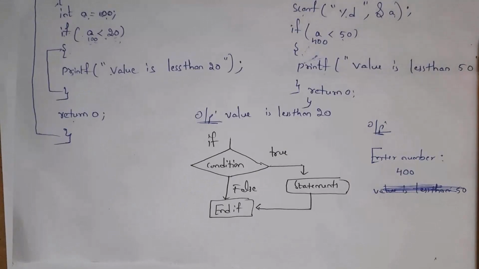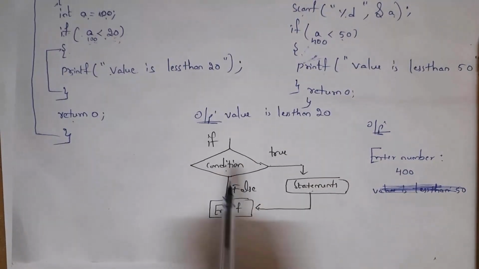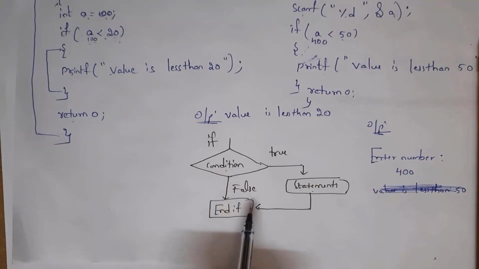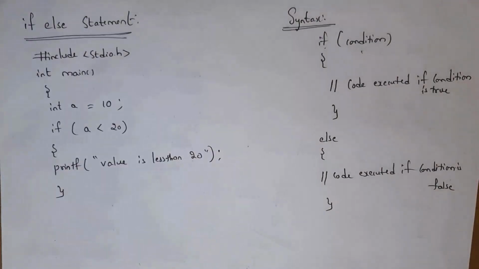This is the flowchart for if statement. If the condition is true, then the statements will be executed. Else, if the condition is false, then it will directly end the if. This is the flowchart for if statement. Guys, you need to give the condition in a rhombus. Next, I will explain the if else statement.